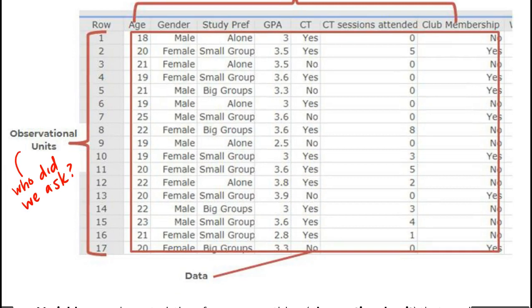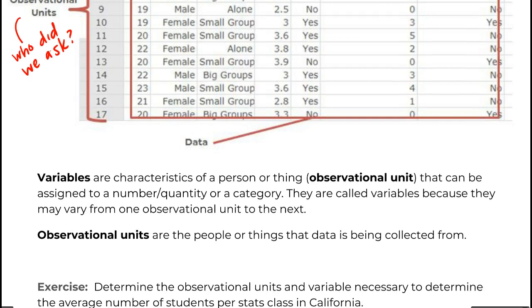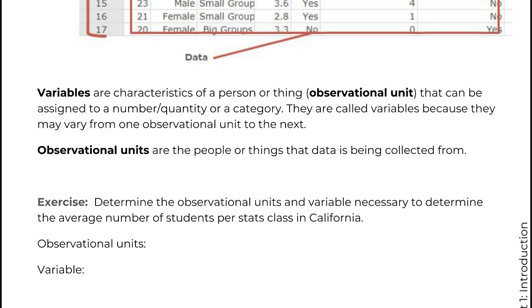Okay, and then the whole inside, all of that is our data. So we can see here, variables are characteristics of a person or thing that can be assigned a number or category. And then the observational units are the people or things that our data is being collected from.